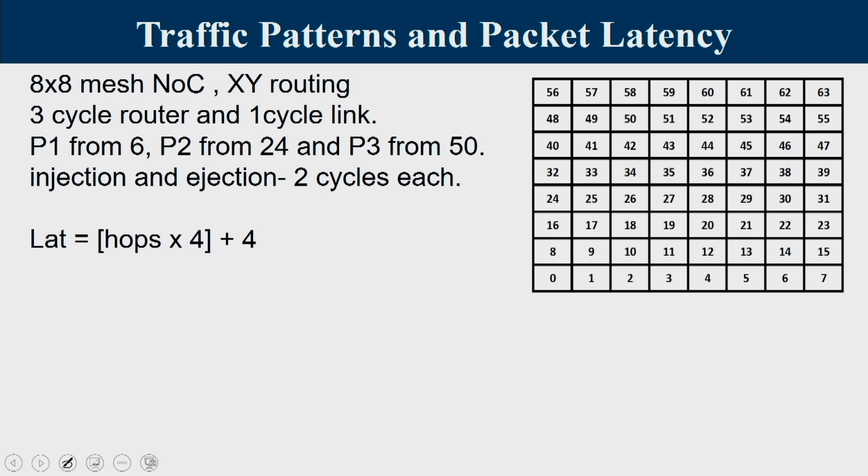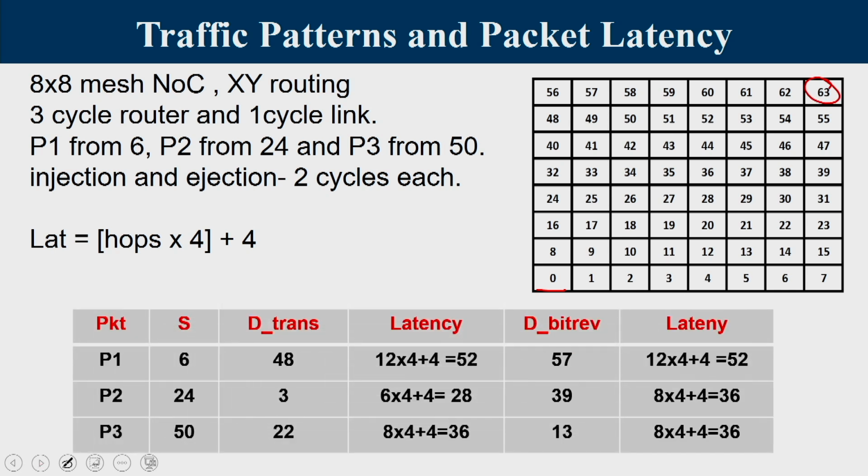So, this is the 8x8 mesh that we are talking about, ranging from 0 all the way up to 63. Now, in this particular table, look at packet P1, its source is 6. There are 2 traffic patterns mentioned. The first traffic pattern is called transpose. Transpose means that if a packet starts from row i and column j, in the transpose pattern the packet goes to row j and column i. So, we interchange the row number and column number.